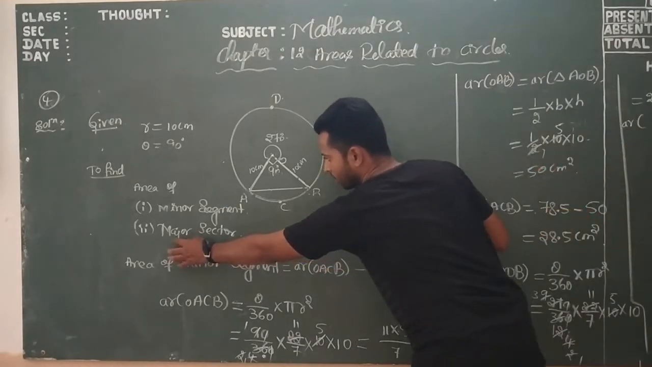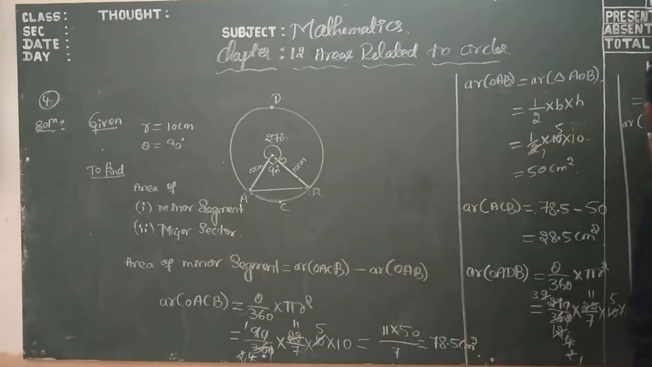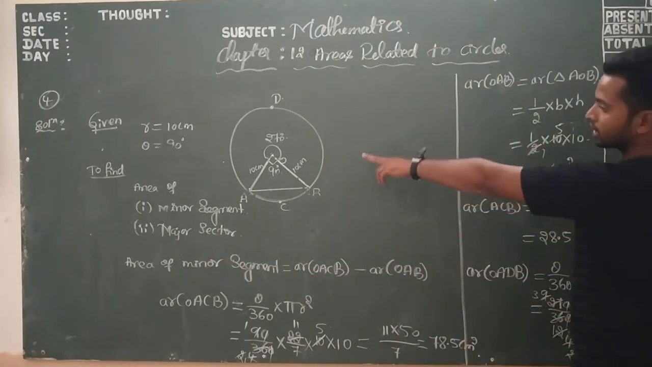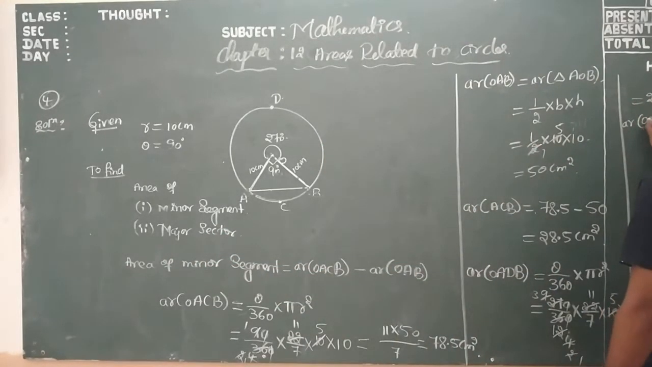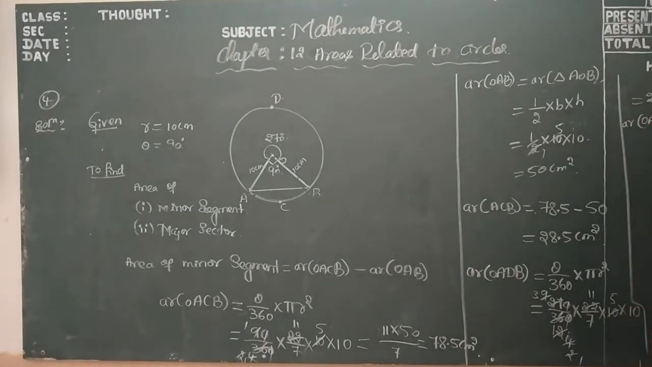Sorry, this is the area of the major sector. The major sector is OADB, equal to 235.5 centimeter square. Okay, so this is the answer.